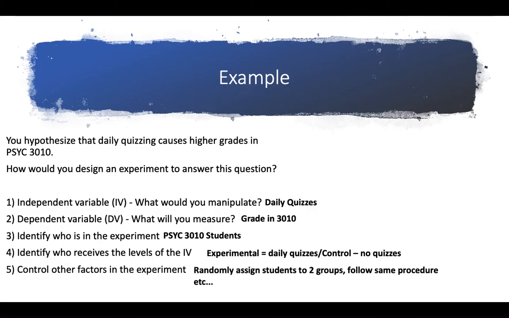To control other factors in the experiment, we could, of course, use random sampling from all the Psych 3010 students available. We could randomly assign all of those students to our two groups. We could follow the same procedures, make sure the quizzes are the same, make sure the material is the same, the grading scale is the same, all things like that to ensure that we have control.